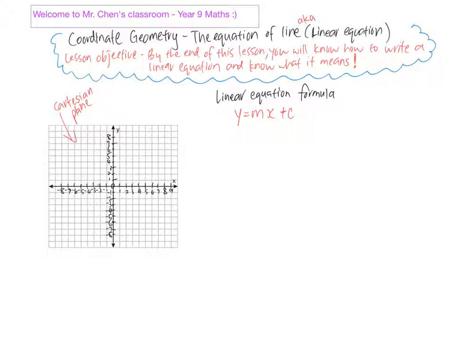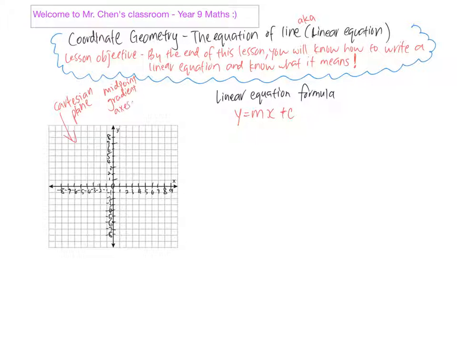We also went through your x and y coordinates, and we learned how to find the distance between two coordinates, how to find midpoints, and how to find gradient. For those who forgot, gradient is the slope of a line on the Cartesian plane.